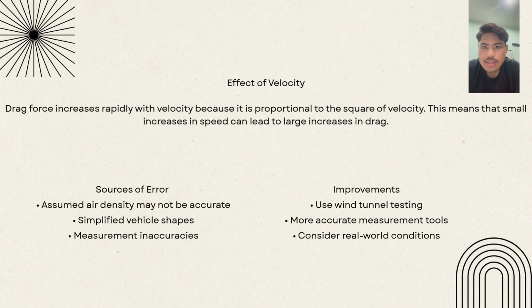Effect of velocity: drag force increases rapidly with velocity because it is proportional to the square of velocity. This means that a small increase in speed can lead to a large increase in drag. Firstly, sources of error: assumed air density may not be accurate, simplified vehicle shape, and measurement inaccuracies. Secondly, improvement: use wind tunnel testing, more accurate measurement tools, and consider real-world conditions.